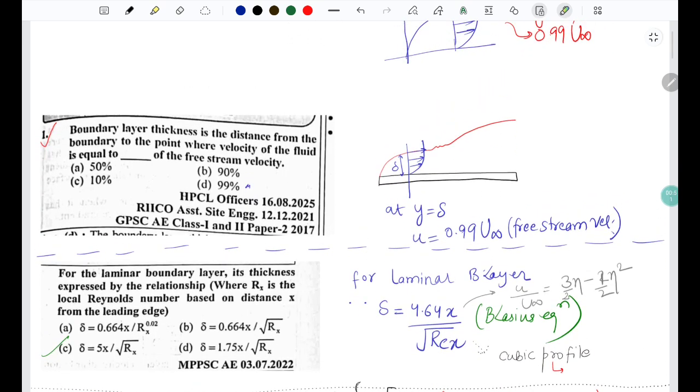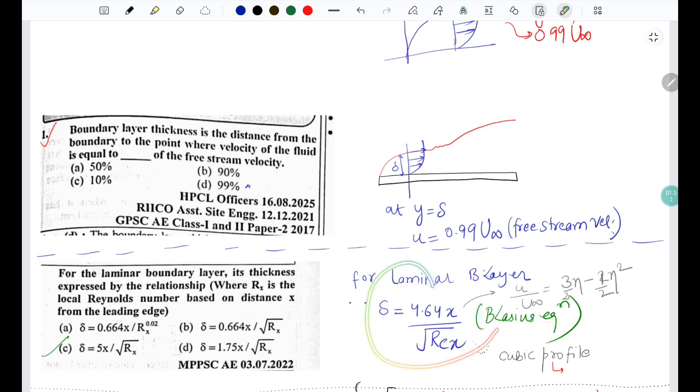The second question asks, for laminar boundary layer, its thickness is expressed by the relationship. For laminar, we know that the relationship goes like this: 5x by root under Rex. Now, often in some notes, we observe that delta is written as 4.64x upon root Rex. That is derived using the Blasius equation, and there are different iterations of the Blasius equation.